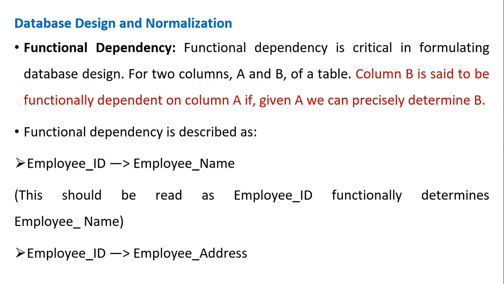Coming to databases, you have some good concepts here which will enable you to narrow down your database. We have functional dependency. Functional dependency is critical in formulating database design for two columns. Column B is said to be functionally dependent on column A if, given A, you can precisely determine B. If you know one, you are able to know the other.